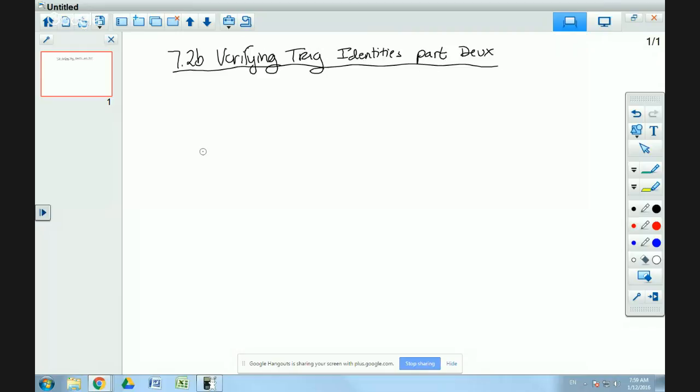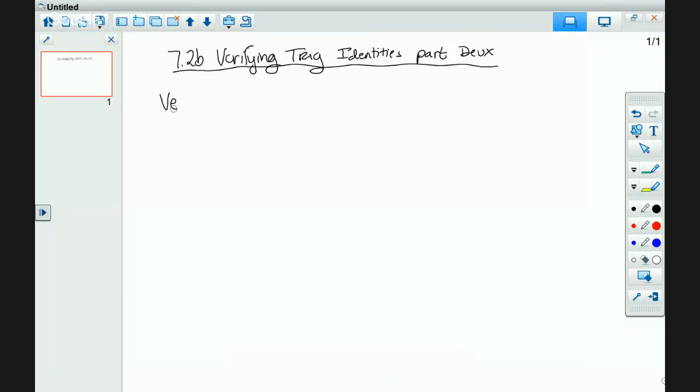Verify that 1 plus tan squared x over cosecant x secant x equals tangent x. This could be a little more than simple.